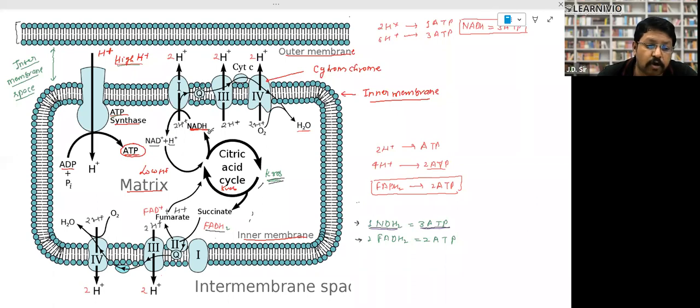So due to passage of the electron, how many hydrogen ions are pumped? 2 plus 2 plus 2, 6. So when 1 NADH will break, how many hydrogen ions will be pumped in the intermembrane space? 6. Now when these 6 hydrogen ions will leak out, how many ATP will be produced? At the leak out of 2 hydrogen ions, 1 ATP is produced. At the leak out of the 6 hydrogen ions, how many ATP will be produced? 3 ATP. That's why 1 NADH2 is equal to 3 ATP. Now is it clear?